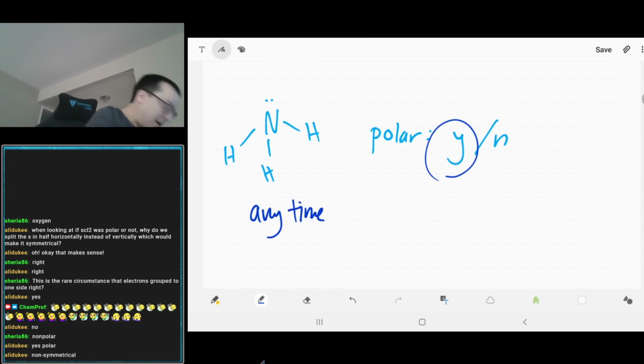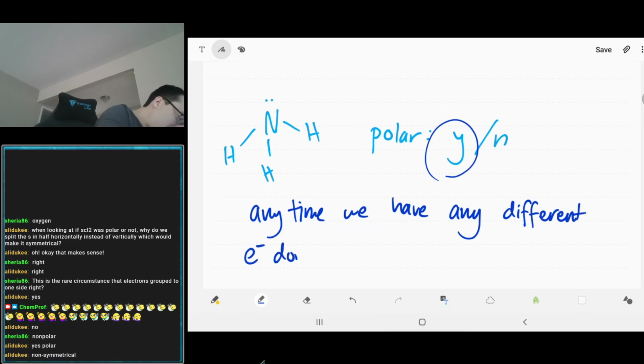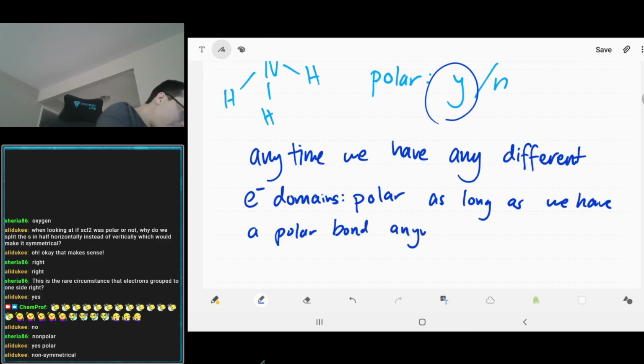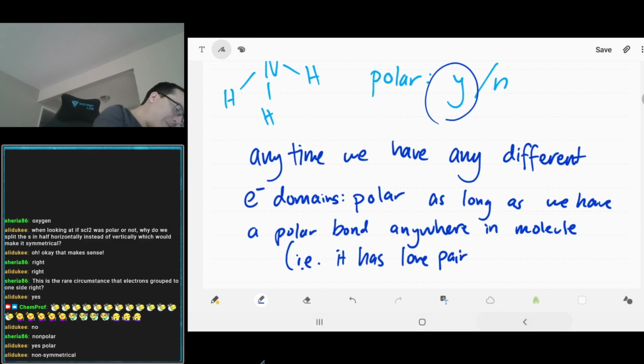So let's look at this another way. Anytime we have any different electron domains, it's polar, as long as we have a polar bond anywhere in the molecule. If it has a lone pair, it must be polar.